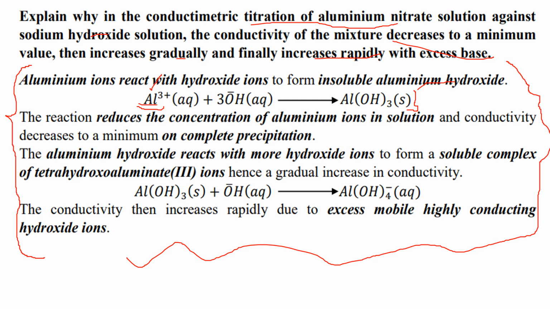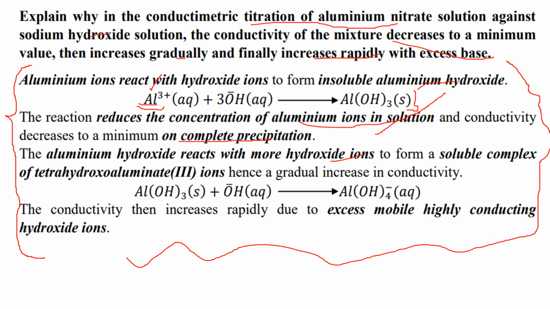But the minimum is not going to be at 0 because nitrate ions are also present. So nitrate ions will be in charge of the conductivity at that point. However, conductivity after that minimum is going to skyrocket. The aluminium ion concentration in solution has decreased due to complete precipitation. The increase from the minimum, gradual and then rapid, is because the aluminium hydroxide reacts with the hydroxide ions, forming a complex ion, which is the tetrahydroxoaluminate(III) ion.